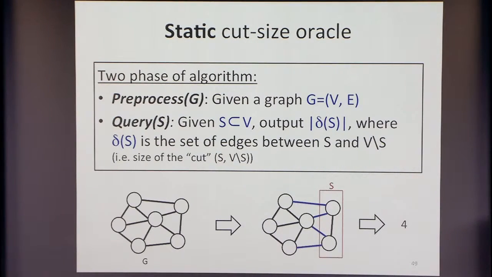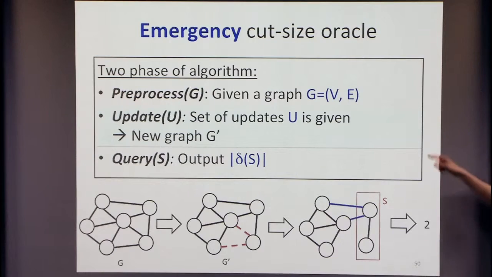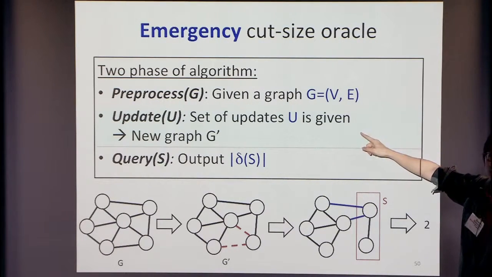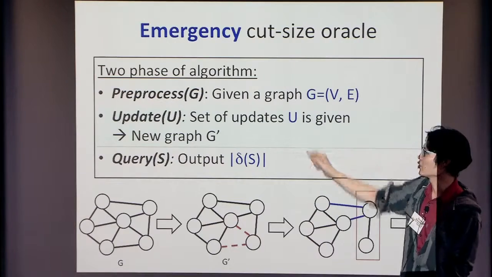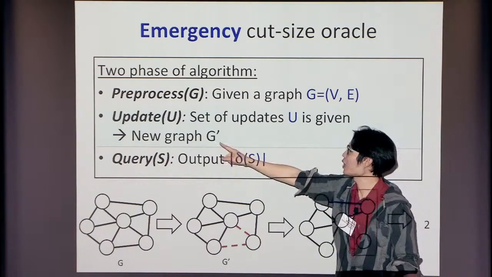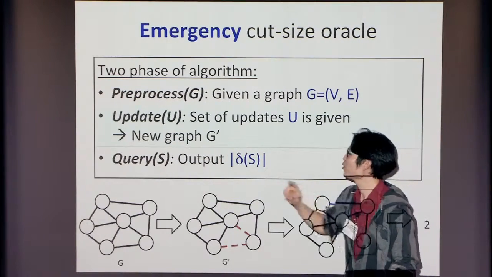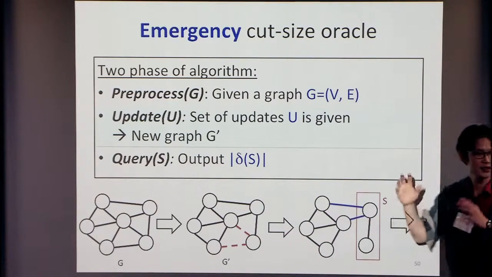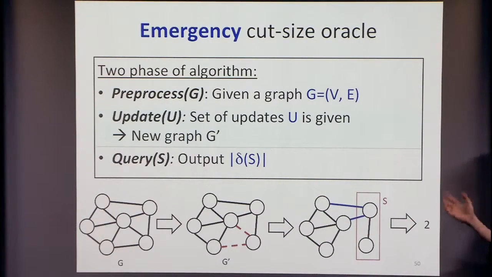Now, in the emergency setting, you just have one more step. So it's 3 phases now. The additional step is you can update the graph with this update U. And so now you have a new graph G prime. And when you have a query S, you have to, again, output the size of the cut in this new graph G prime instead of the original graph. So that is the only difference.